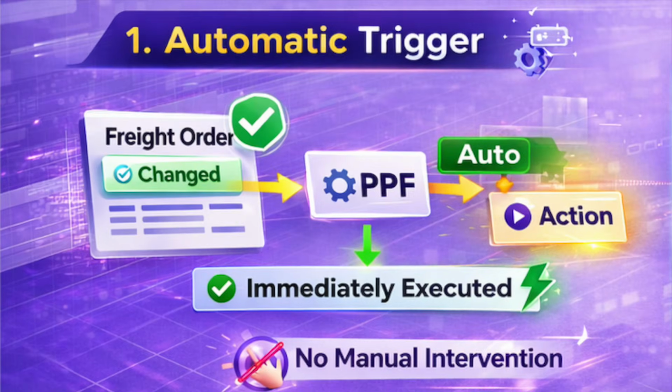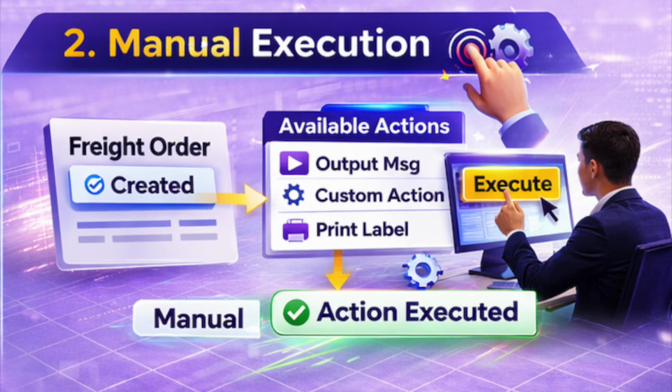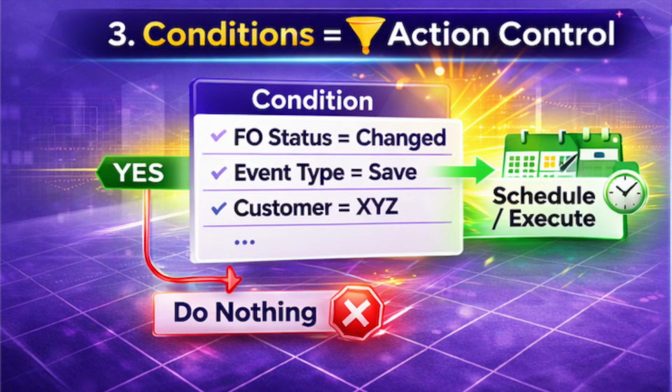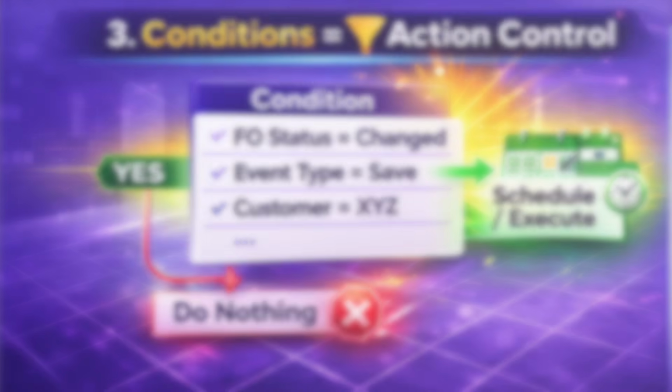It is created within an action profile, which is assigned to the business document, like a freight order. An action can be triggered automatically or executed manually, giving you flexible process automation in SAP TM. And finally, the action is linked to conditions that determine whether it should be scheduled or executed.